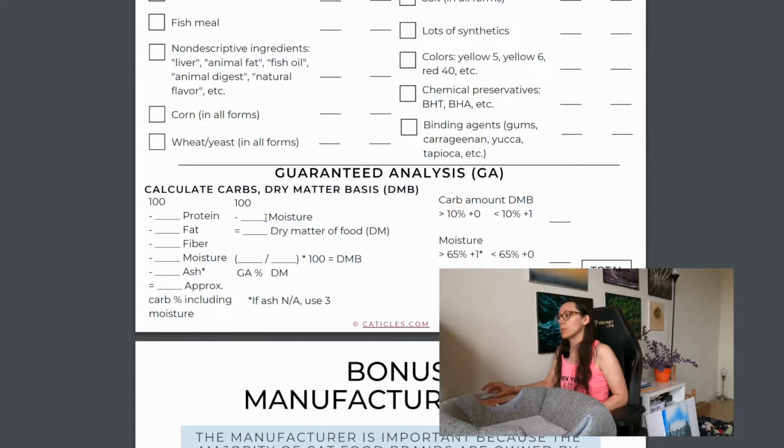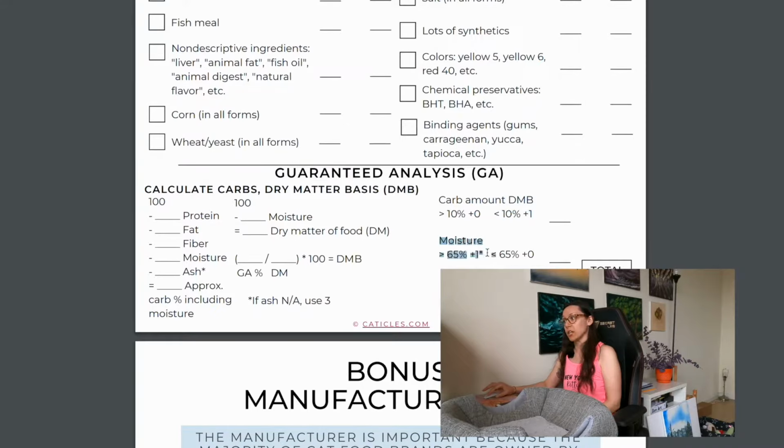So you would take 100 minus the moisture content. That will give you the dry matter of the entire food. Then you're going to take the carb percent, divide it by the dry matter of the entire food, multiply by 100 to turn it back into a percent. And you can use this same equation for protein and fat, whatever nutrient you want to analyze on a dry matter basis. So if it's greater than 10% carbs on a dry matter basis, plus 0. If it's less than 10% carbs on a dry matter basis, plus 1, because ideally you want to have less than 10% carbs on a dry matter basis.